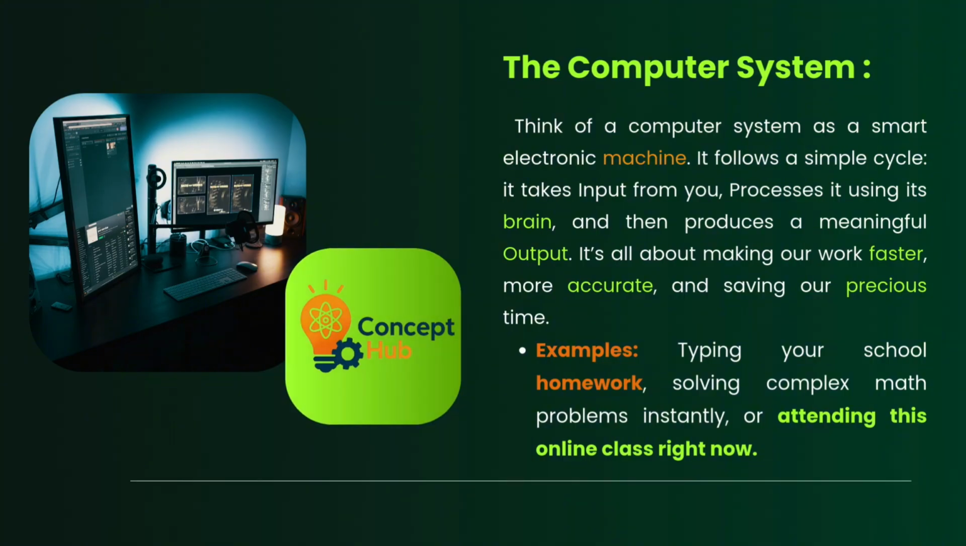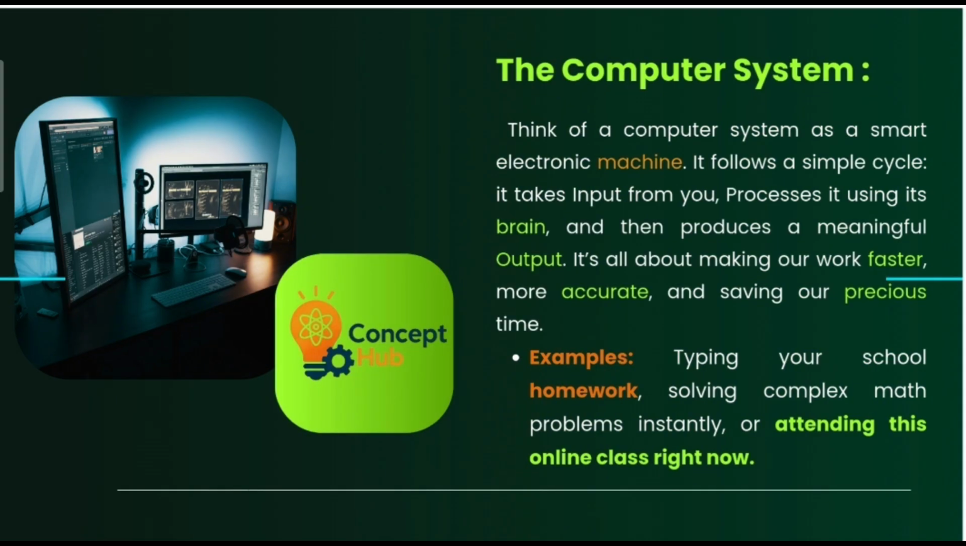1. The computer system. Think of a computer system as a smart electronic machine. It follows a simple cycle. It takes input from you, processes it using its brain, and then produces a meaningful output. It's all about making our work faster, more accurate, and saving our precious time. Examples: typing your school homework, solving complex math problems instantly, or attending this online class right now.